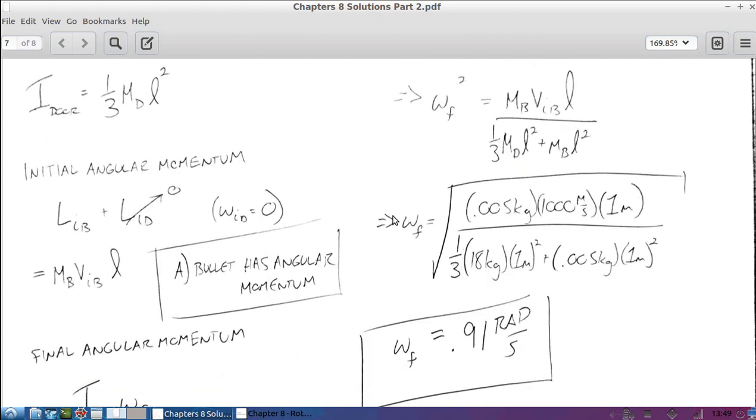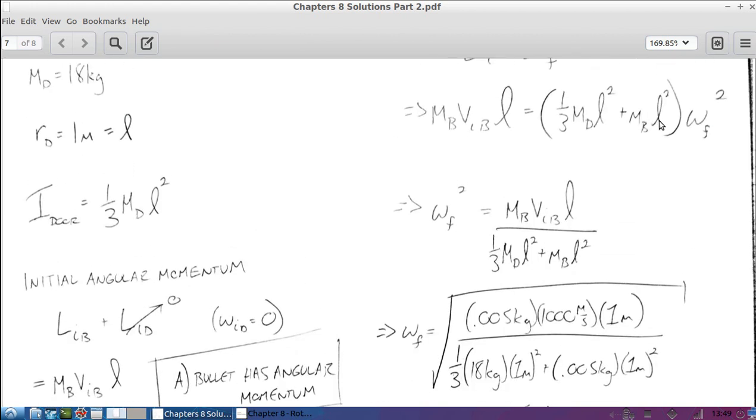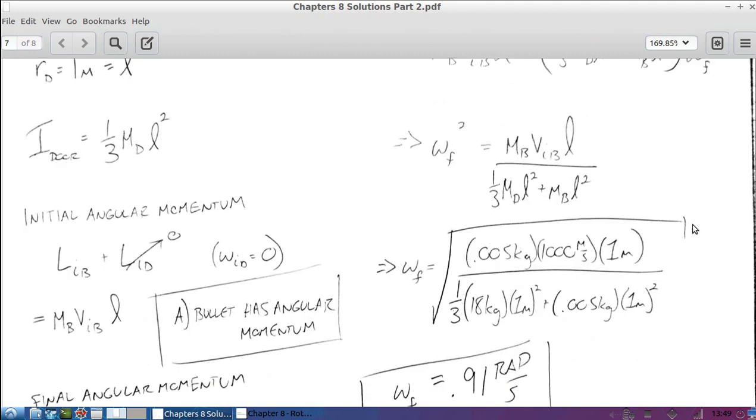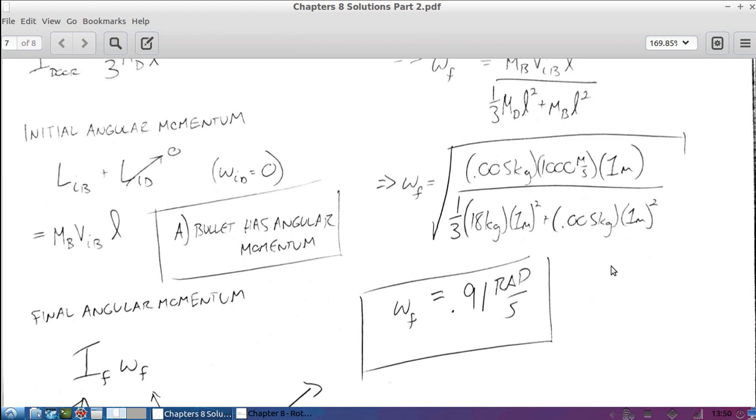So I'm ready to calculate my omega final. And here's where my first mistake comes into play. This L right here is going to be 0.9. So this L that we use in our moment of inertia for the bullet is going to be 0.9. So this is 0.9, that's 0.9, that's 1. Okay, so we're ready to solve for omega final. I'll go back and fix this up with all those corrections, and then we'll get an appropriate number for the angular velocity of the system.